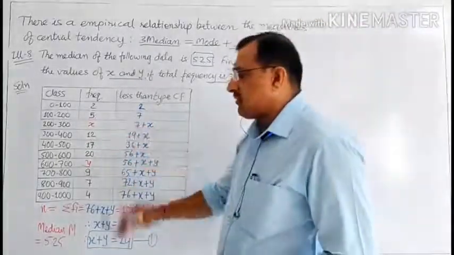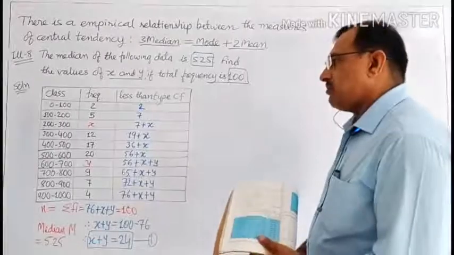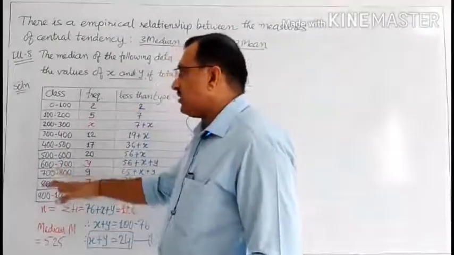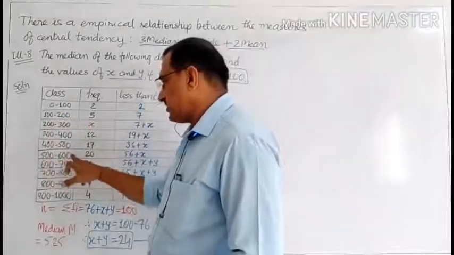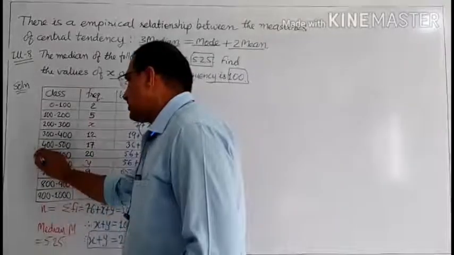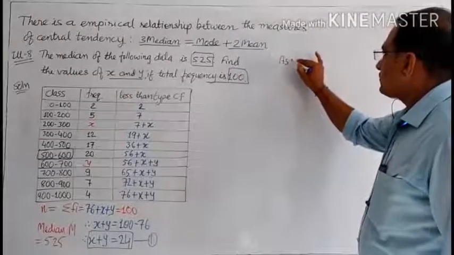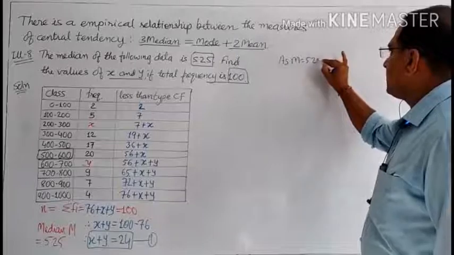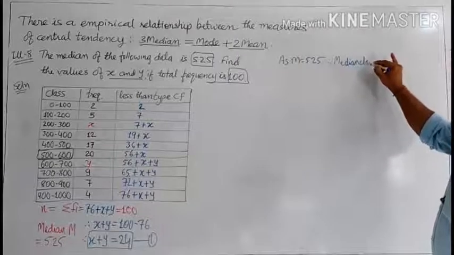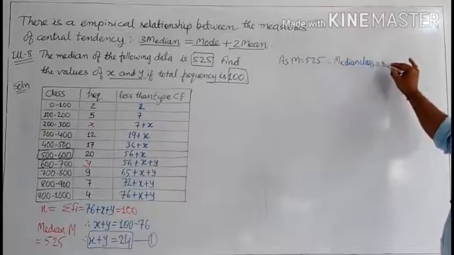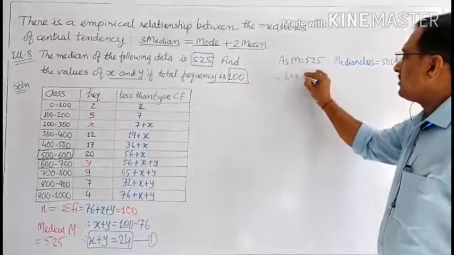Whenever there is a missing frequency, we can find the median class from the median itself. Here the median is given as 525. Generally the median lies in the median class. So 525 lies in which class interval? That is 500 to 600. So this is called the median class, and therefore the lower limit is 500.